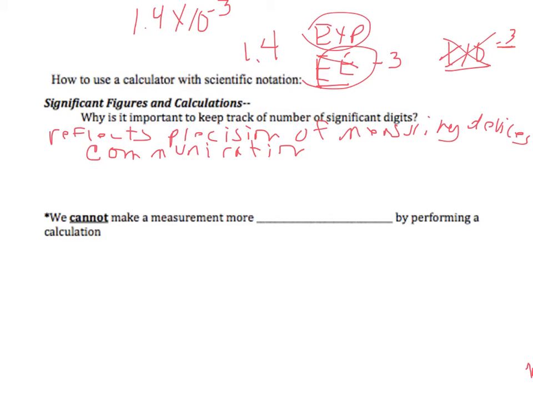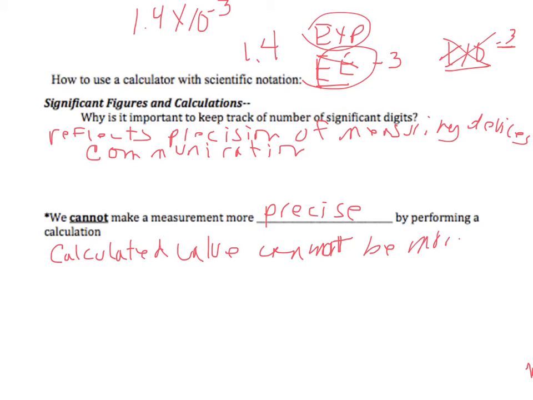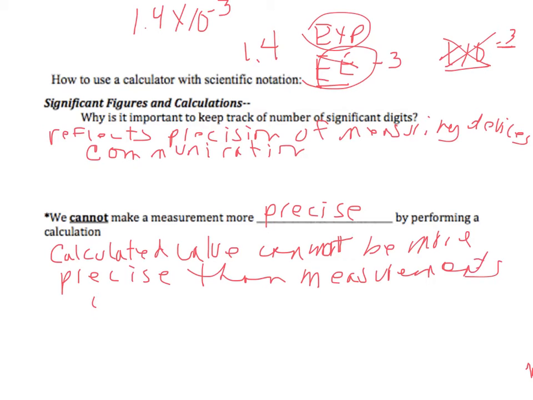Okay, so one of the rules is that when we look at calculations using measurements, we cannot make a measurement more precise by performing a calculation. And we can also say that a calculated value cannot be more precise than the measurements used in the calculation.